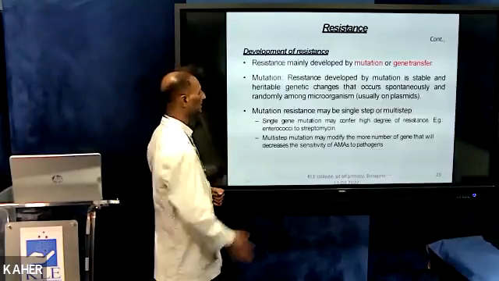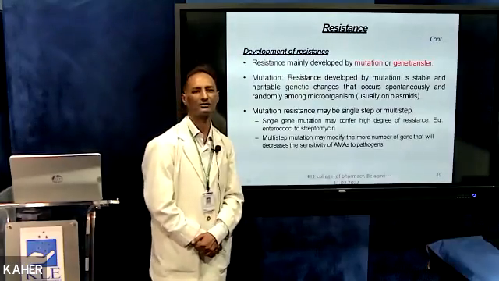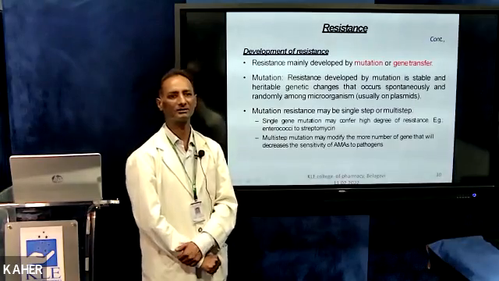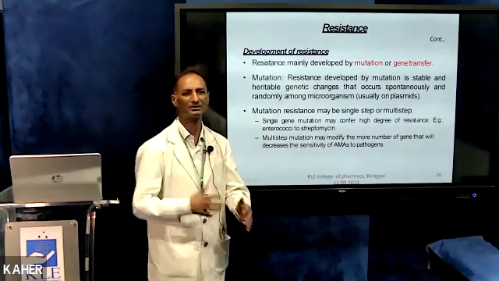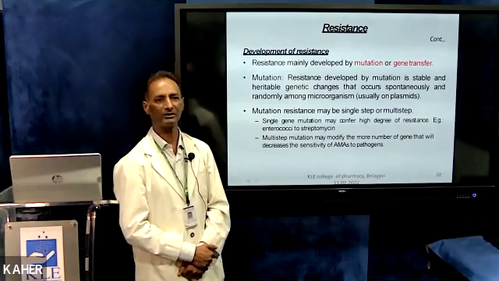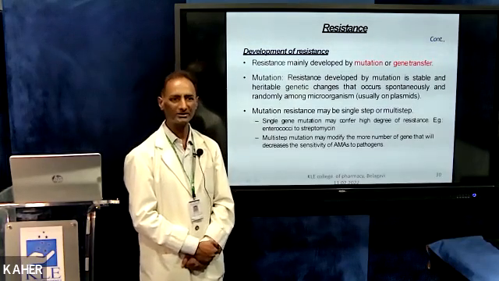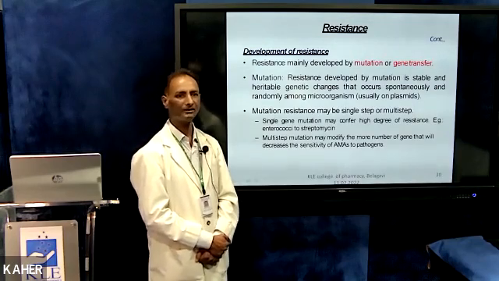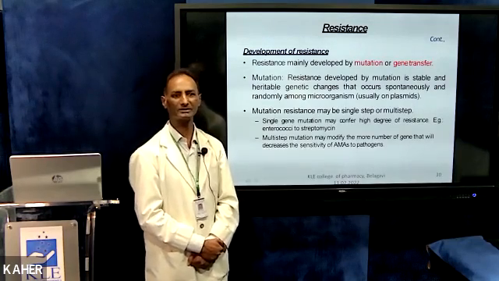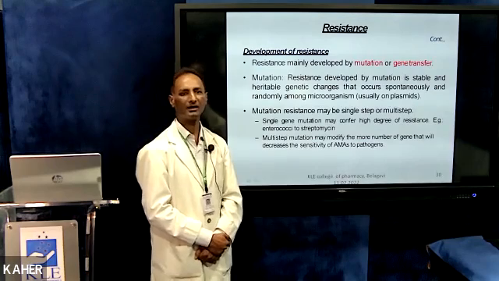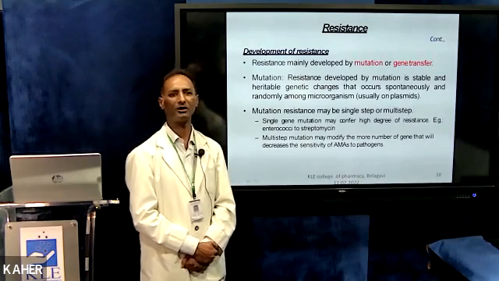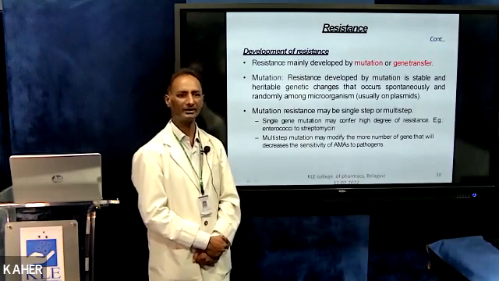So they change their genomes, or they cause mutations. That is what happens during the development of resistance. It is mainly developed by mutations, that is point mutation, single mutation, or multiple mutations in the gene, or gene transfer also takes place.